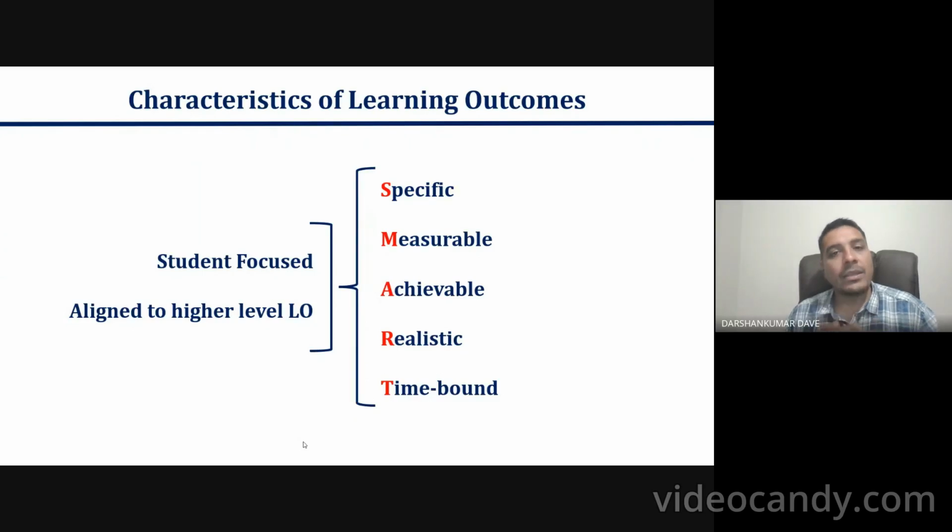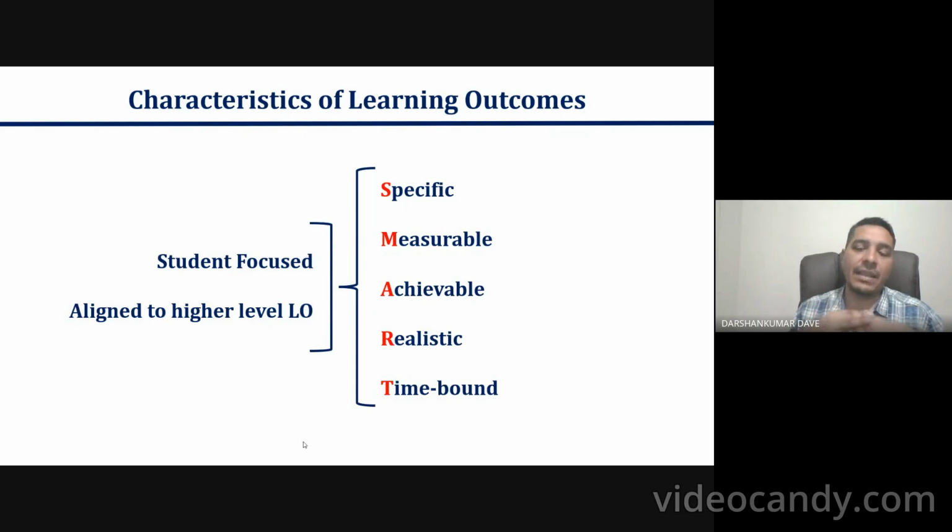Right? Your outcome should have some characteristics. What are those characteristics? They are on your screen. First two: your learning outcome should be student focused. It should focus on what a learner will gain, not what the teacher will be able to deliver. And next, it should be aligned to a higher level learning outcome or learning level.